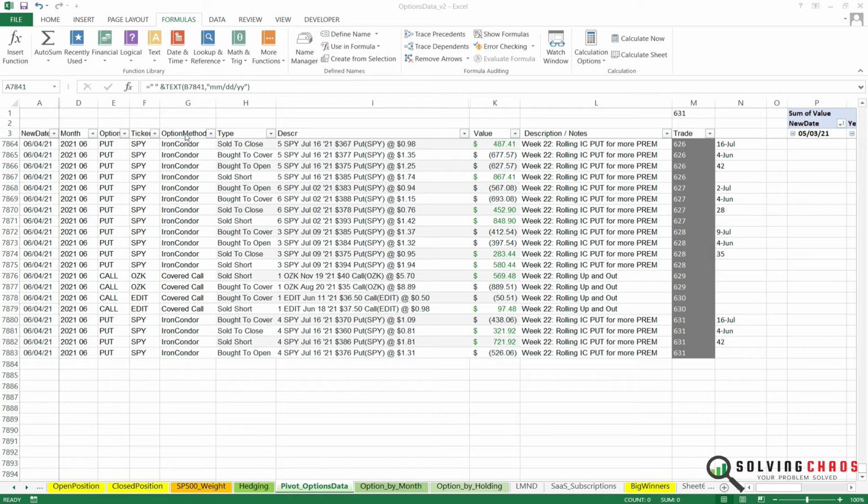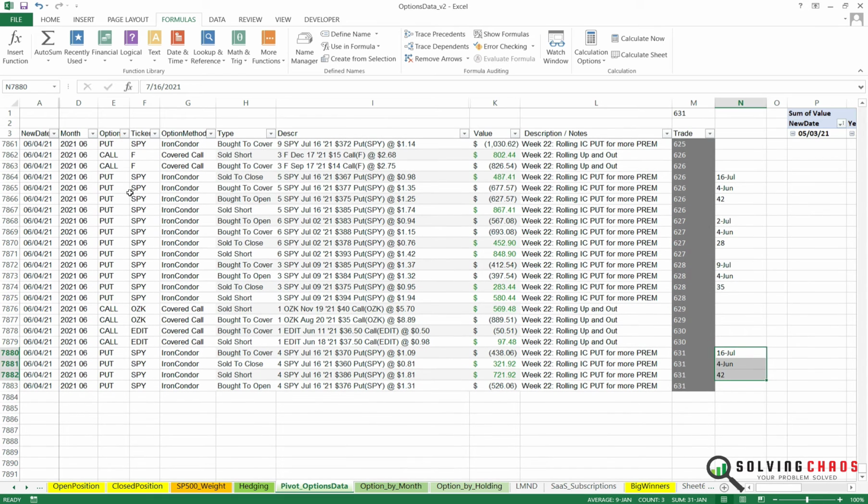Remember, I've got to populate the methods, the type of month, and the option type. I also populate the notes and the trade number. And when I'm rolling, I'm now also keeping track of how many days are left so I can see what's going on. Let me hit the save button.